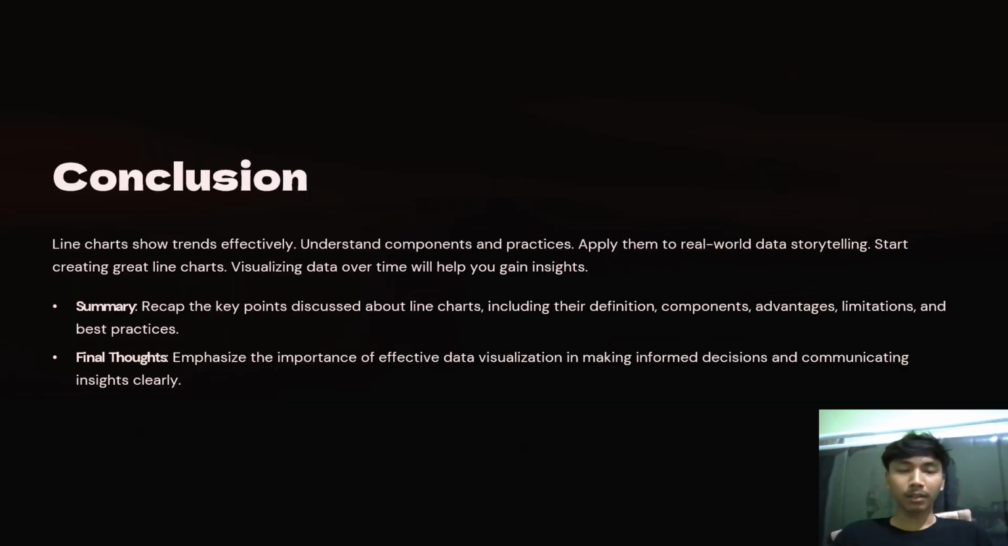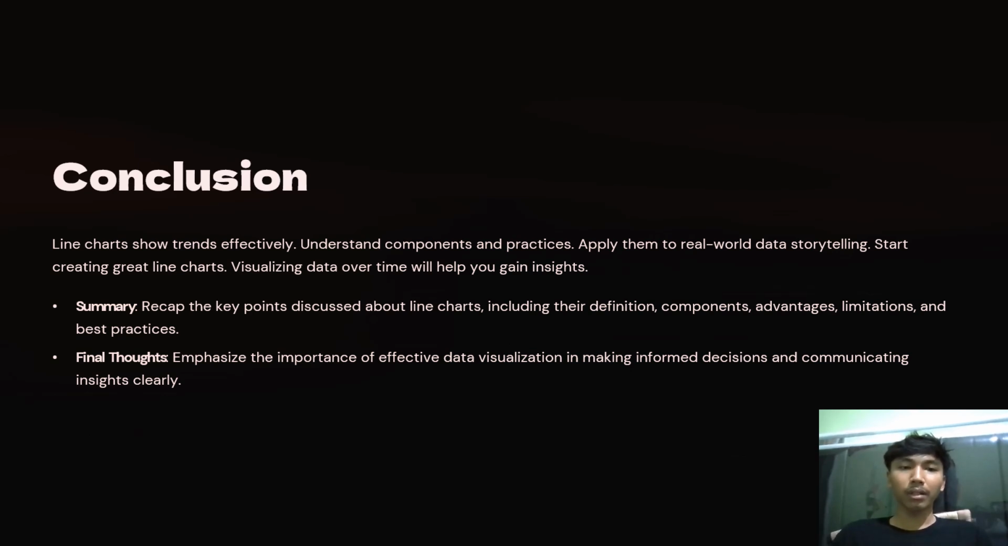And for the last explanation, we come to the conclusion. Line charts show trends effectively. Understand components and practices, apply them to real-world data storytelling, start creating line charts. Visualizing data over time will help you gain insights.